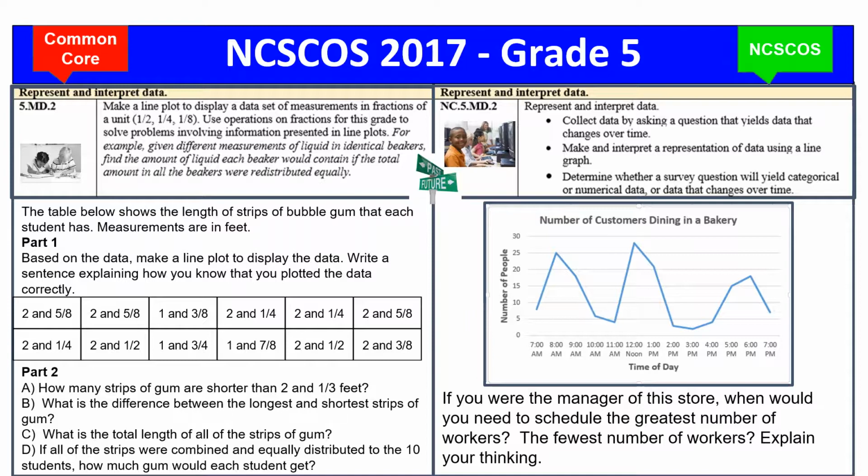Students will need to create survey questions that yield data that changes over time, collect the data, and create line graphs. This builds on previous work in grades 3 and 4 where students focus on categorical data and numeric data respectively. By 5th grade, students should be able to distinguish between questions that yield these three types of data.